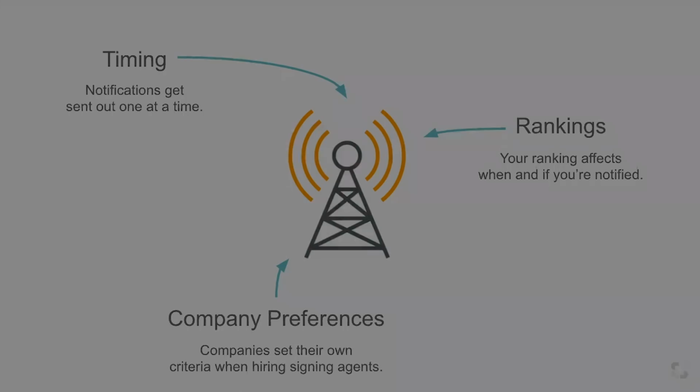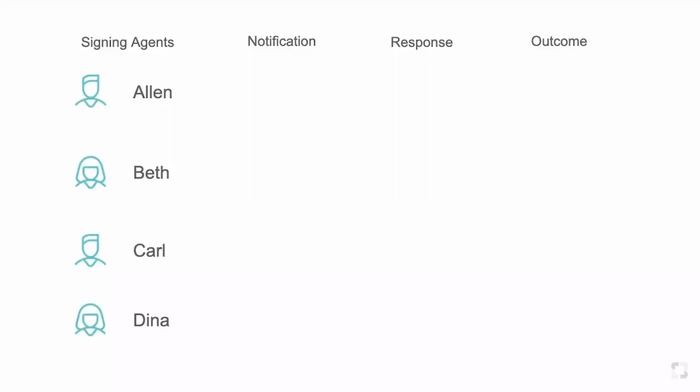But now that we went over how the notification system works and what factors come into play when it comes to receiving notifications, I want to go over a couple of scenarios of signing agents receiving notifications so that you guys can get a better understanding of how this works in action. So here we have 4 signing agents. We have Alan, Beth, Carl, and Dina.